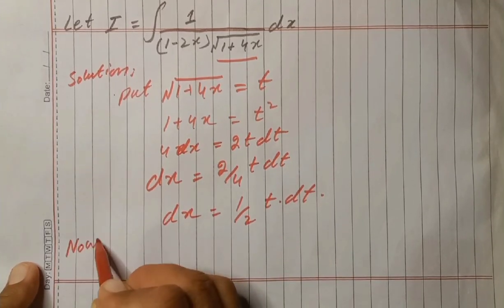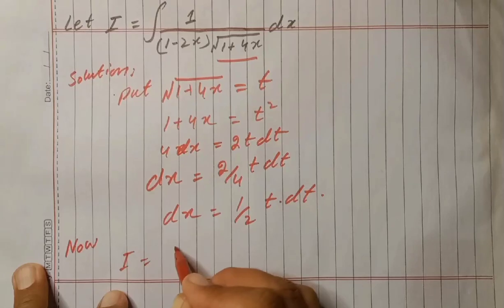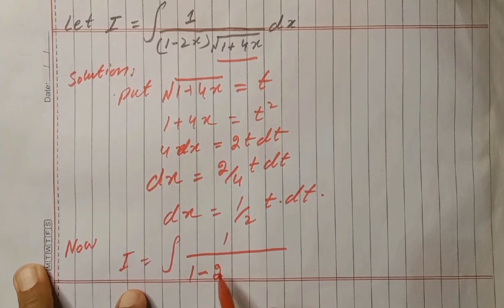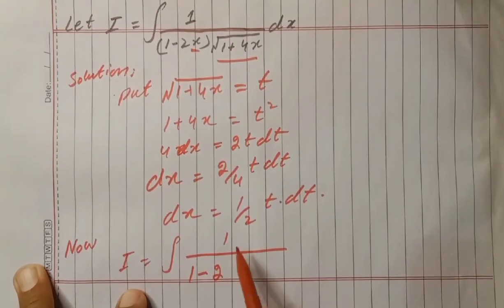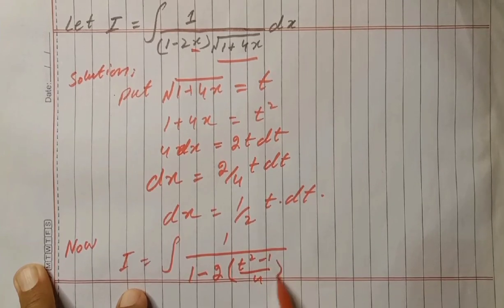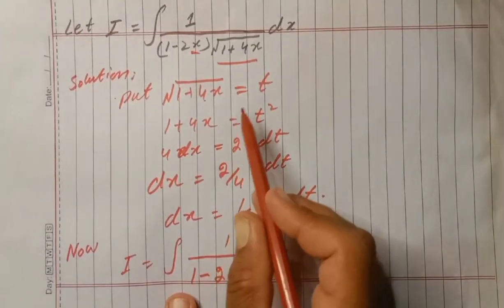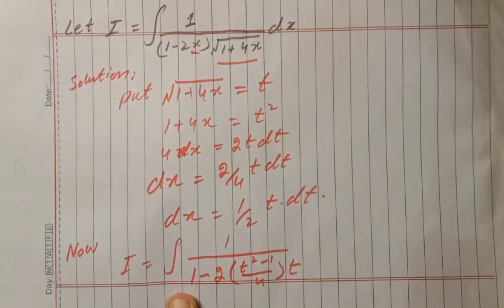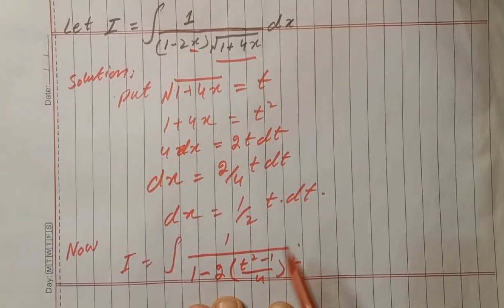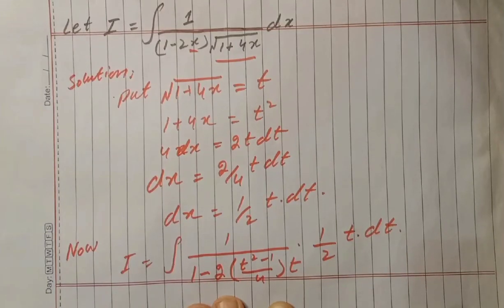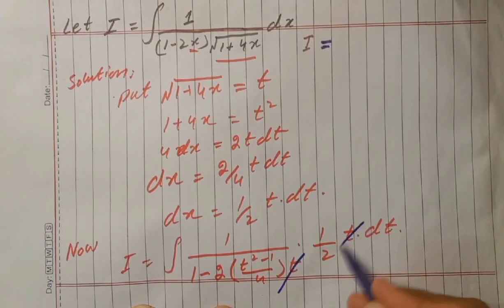Now by putting values: 1 over 1 minus 2 into the value of x, which is (t squared minus 1) over 4, into t, since square root of 1 plus 4x is equal to t, and the value of dx is 1 over 2 t dt. Here t cancels with t.